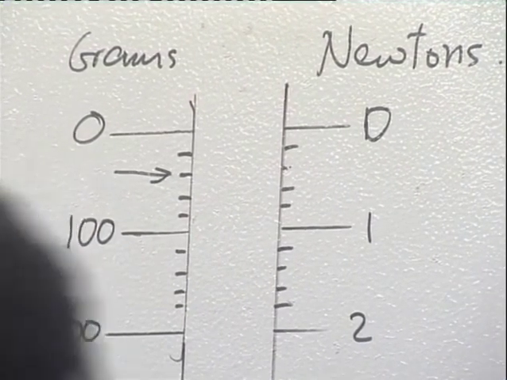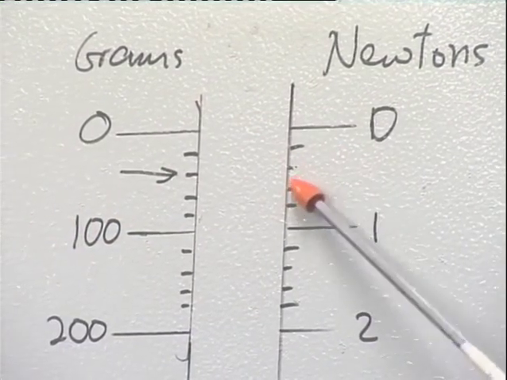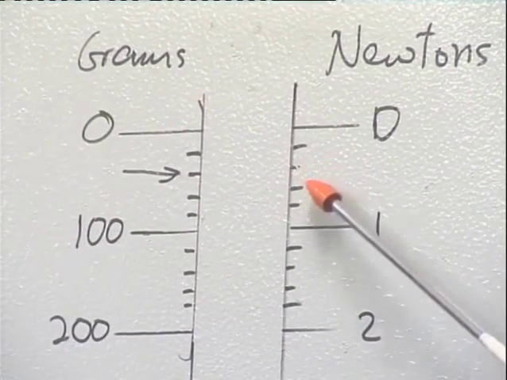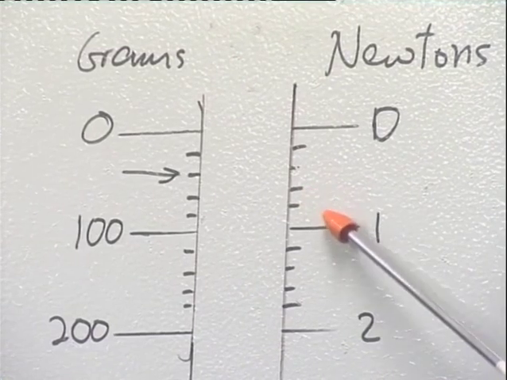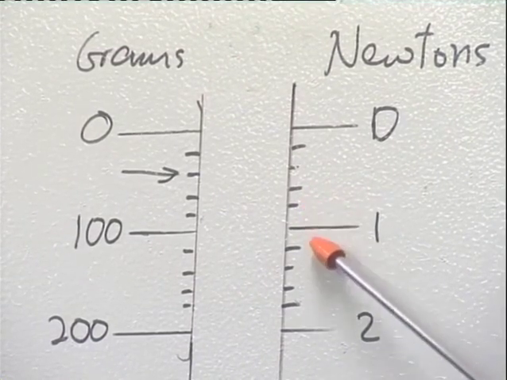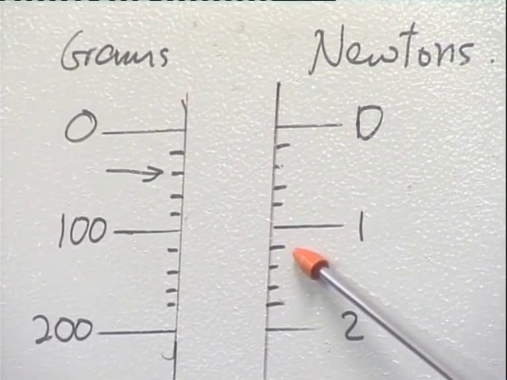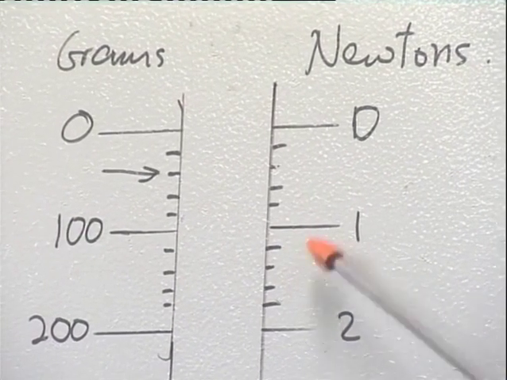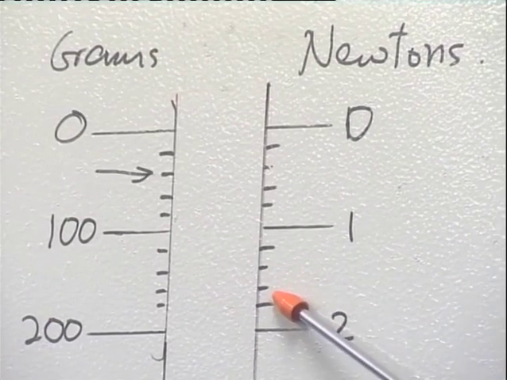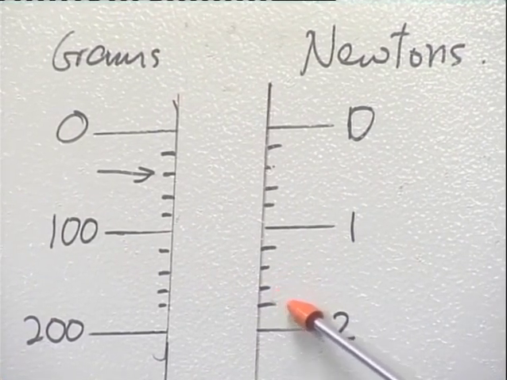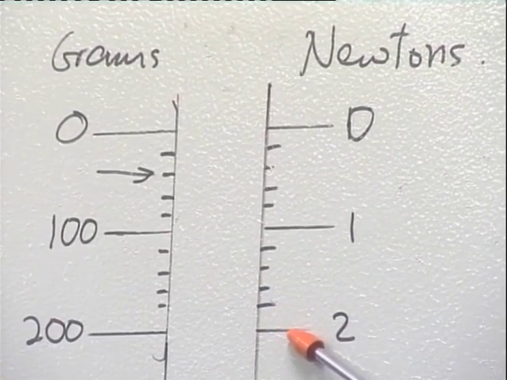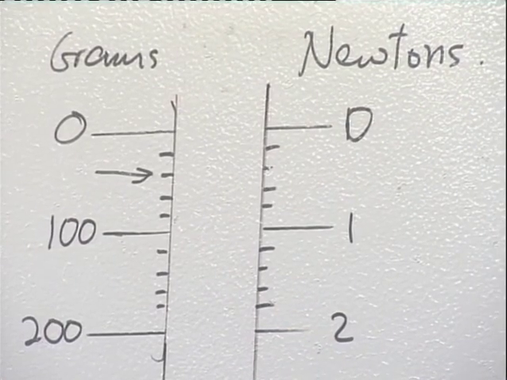0.2. So if this is 0.2, this is 0.4, 0.6, 0.8, 1, 1.2, 1.8, and 2, and you continue. So that is the way to read it.